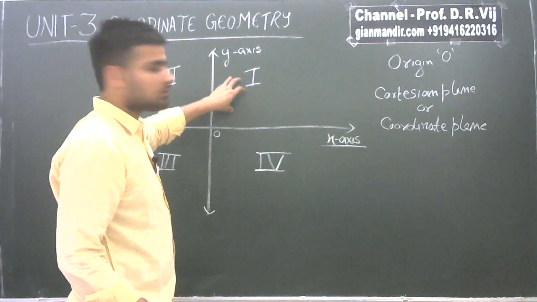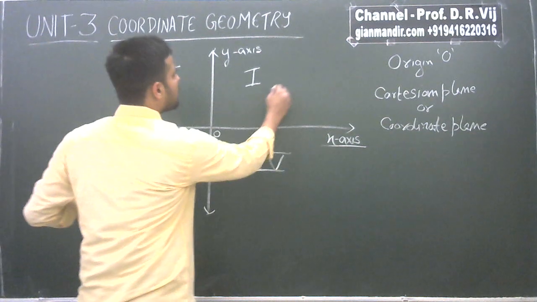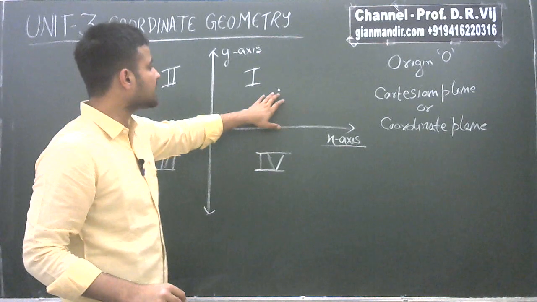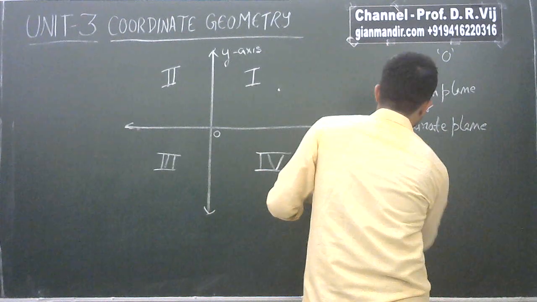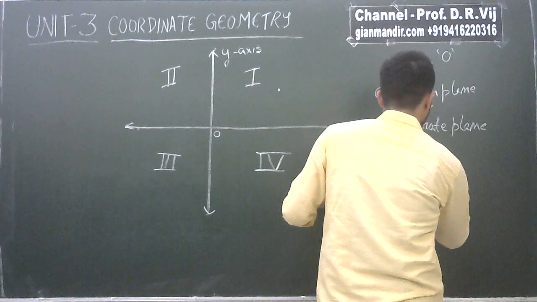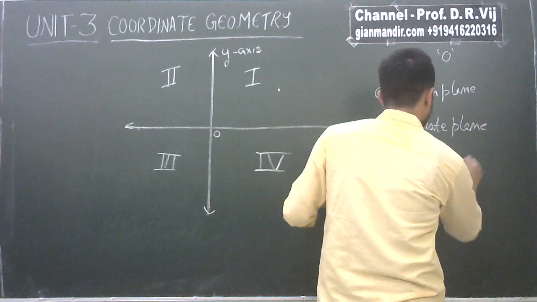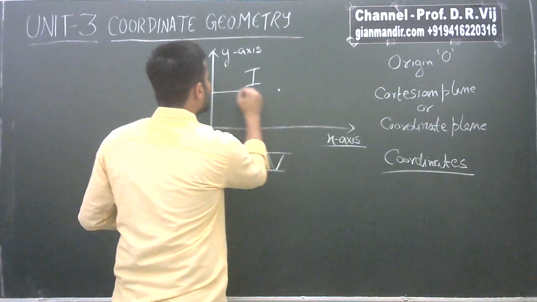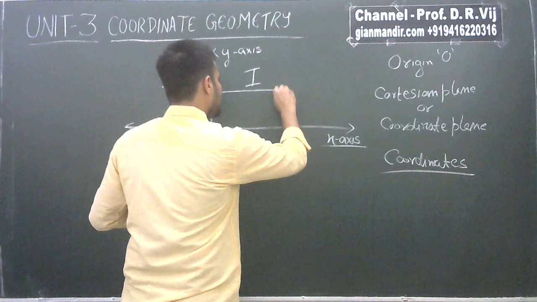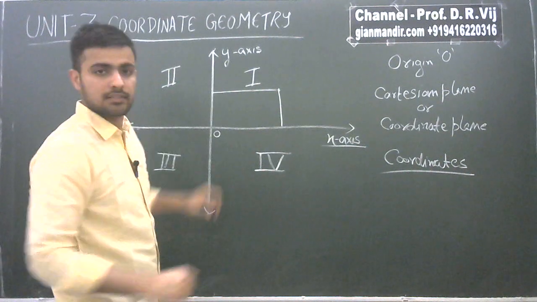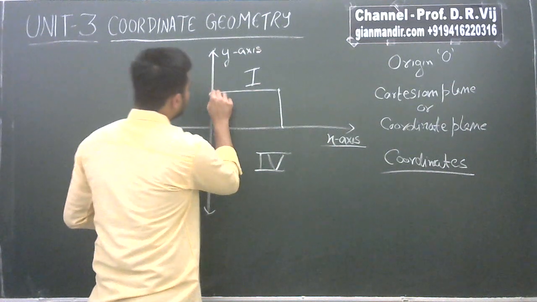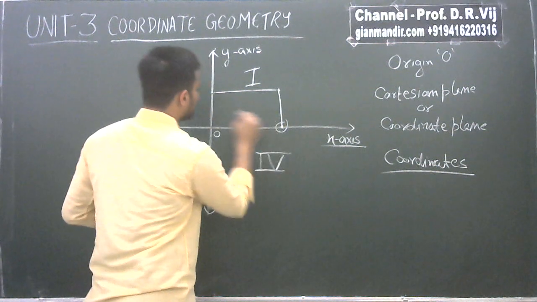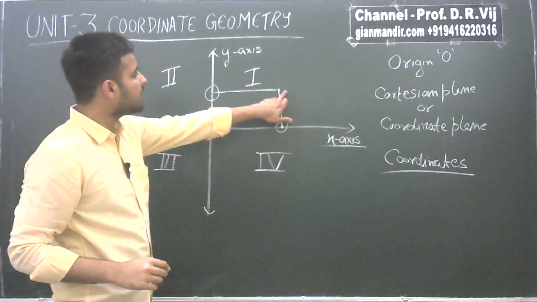And we can find the place of any point. If there is a point, like here there is a point, we can find the exact place of that point. They are known as coordinates. So, if I draw a perpendicular from this point to the y-axis and a vertical line to the x-axis, the points at which they intersect the x-axis and y-axis, this one and this one, they are the coordinates of this point.